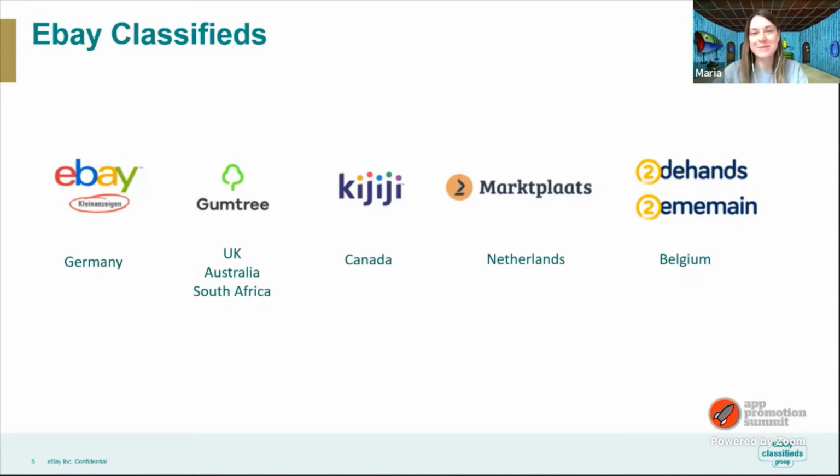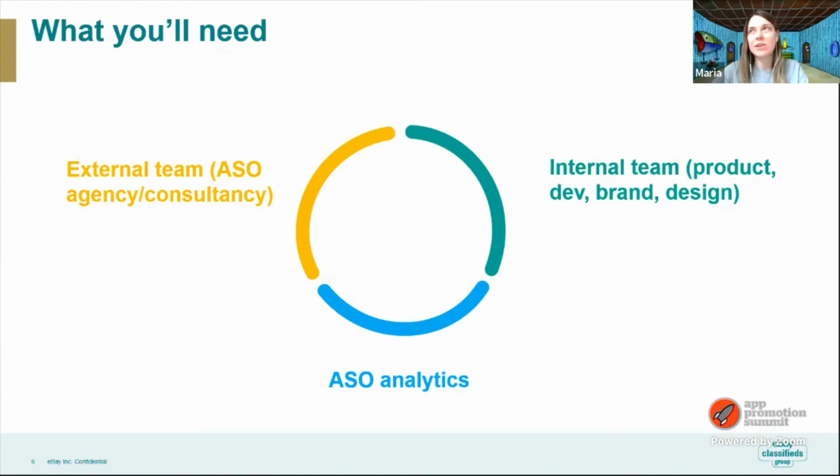So there's a lot. And when you actually think about ASO infrastructure, you can split it into 3 big chunks. So the first one would be your external team. Usually it's an ASO agency or a consultancy. Your internal team, like brand, design, product, and also the third, and I think one of the most sometimes neglected, is ASO analytics, which means some third-party independent analytics tool.